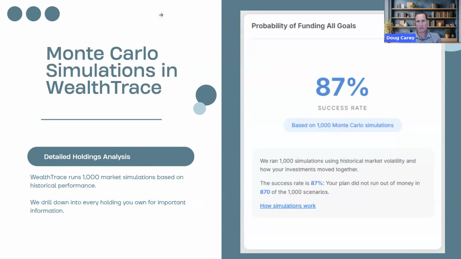Now, in WealthTrace, what we do is we run 1,000 simulations. Again, we base this on your historical performance of your holdings. We actually look at the holdings that you own, whether you manually entered them or linked to your accounts. We will drill down into these holdings to give us a more accurate Monte Carlo result.